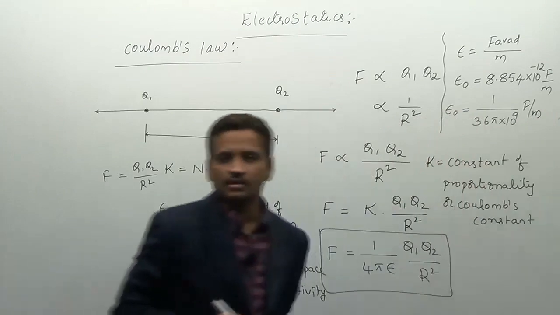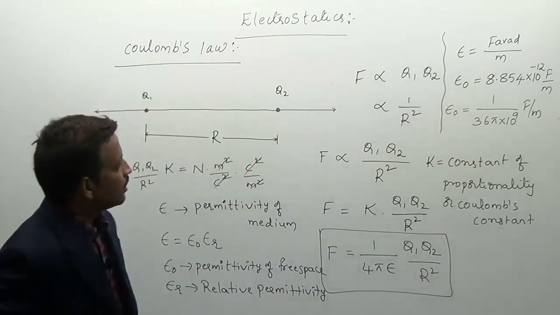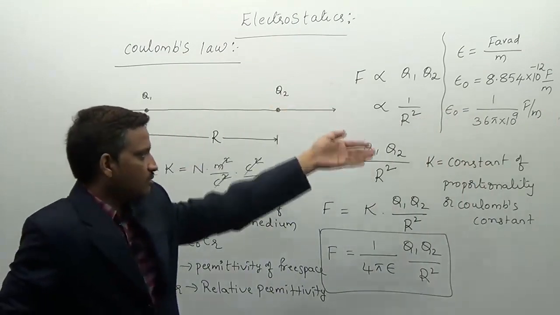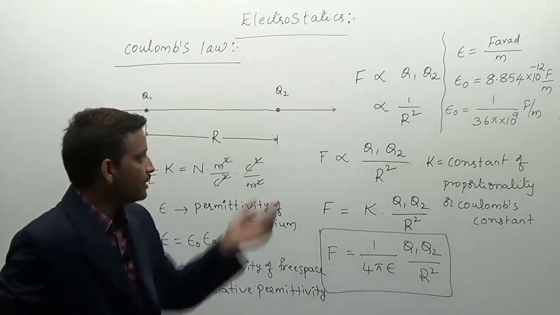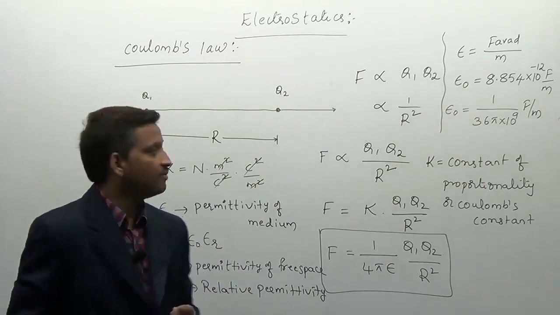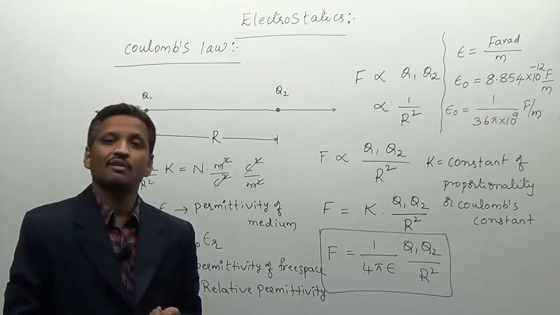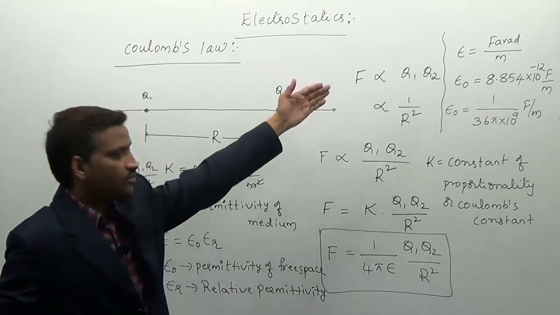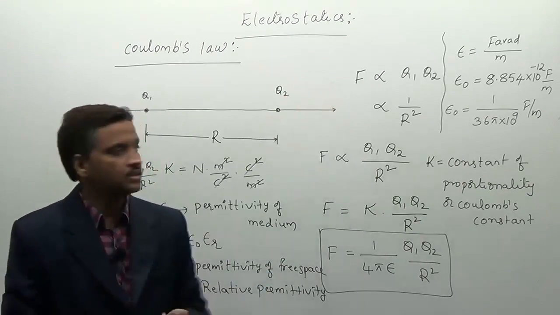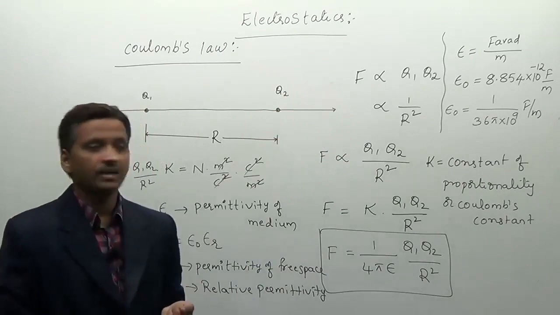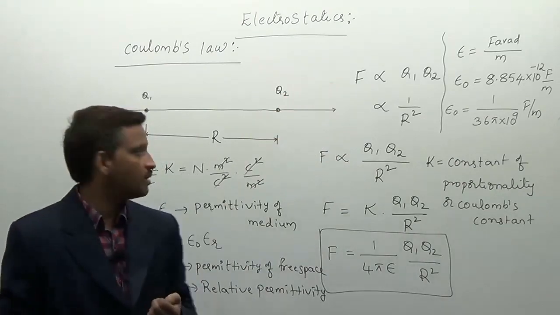So this and that both are similar values. From this, 1 by 36 pi into 10 to the power of 9 itself, we have got 8.854 into 10 to the power of minus 12 farad per meter. Sometimes we use that, or sometimes we use this. Both are expressed in farad per meter, and epsilon is also expressed in farad per meter.